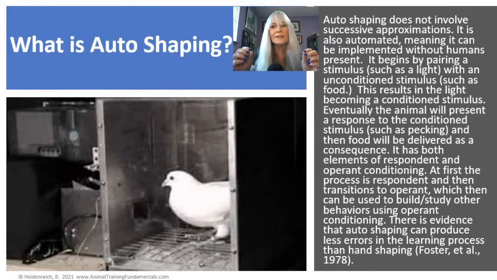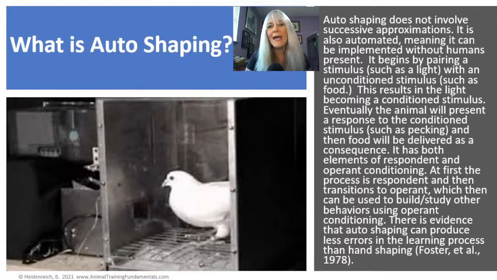So what happens is we are going to begin pairing a stimulus, such as a light being turned on, with some sort of other stimulus, like food being delivered. So in this example that I'm going to show you with this pigeon, the light's going to be turned on and food is going to be delivered. And we don't care what the pigeon does. The pigeon doesn't need to orient towards the light. It doesn't need to do anything towards the light. Light is turned on, food is delivered. Light is turned on, food is delivered.